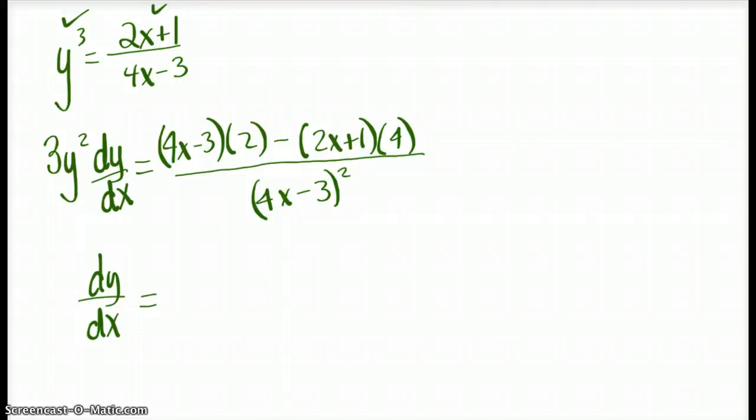Get one fraction. Because if I write this, can I go ahead and clean this top up just for easier looking? Do you see how I'd get 8x and then minus 8x? Would that cancel out? Yeah. And then I would have negative 6 minus 4, which is negative 10, over 4x minus 3 squared. All of that is divided by 3y to the second.